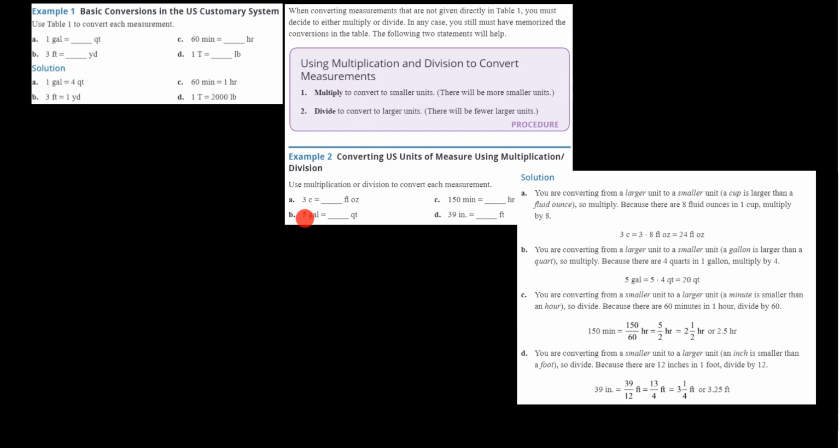So let's look at example 2. In example 2, we use multiplication or division to convert each measurement. So A, we have 3 cups equals how many fluid ounces? Okay.